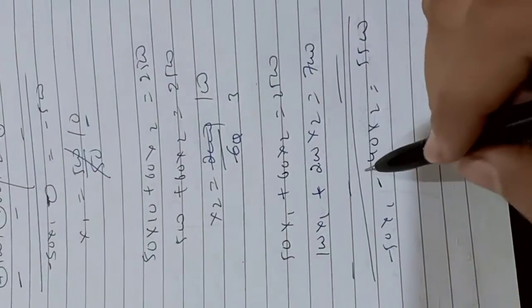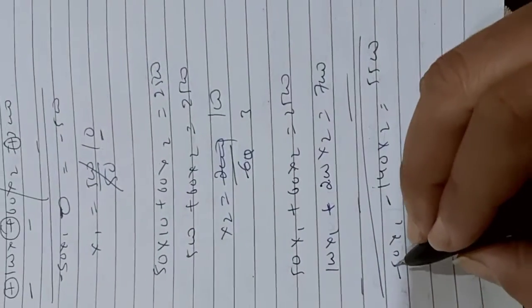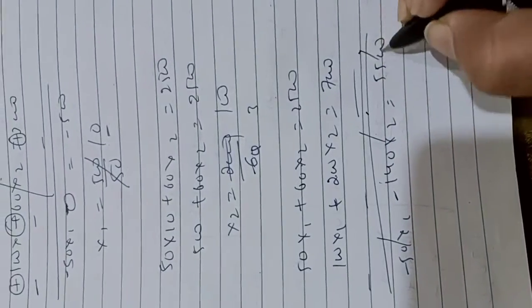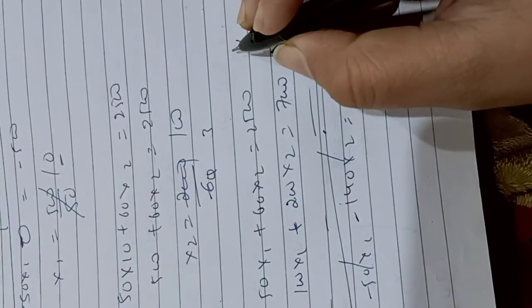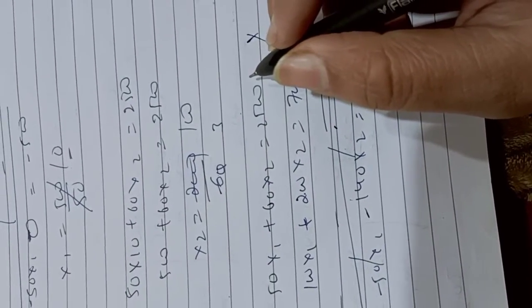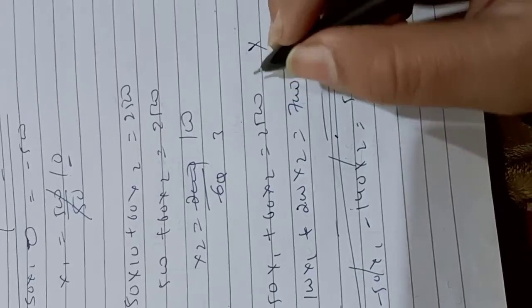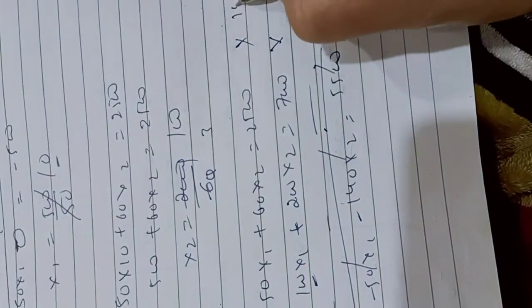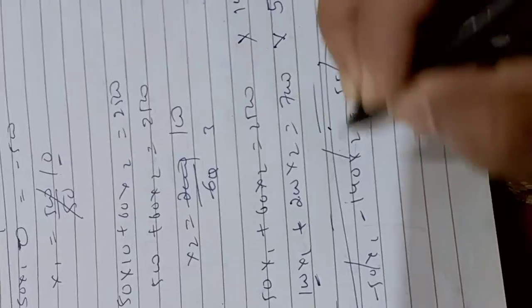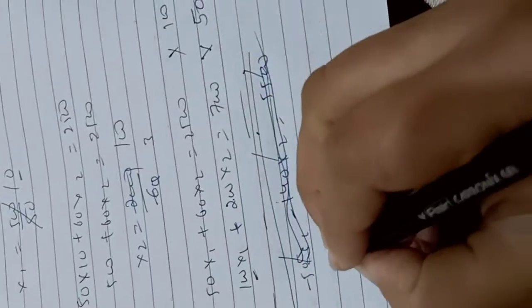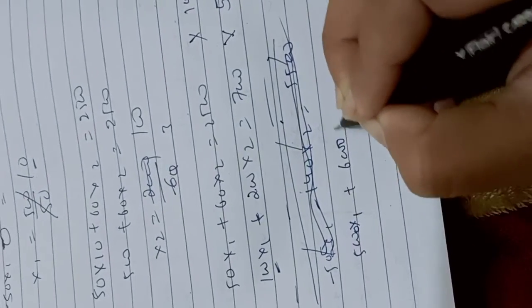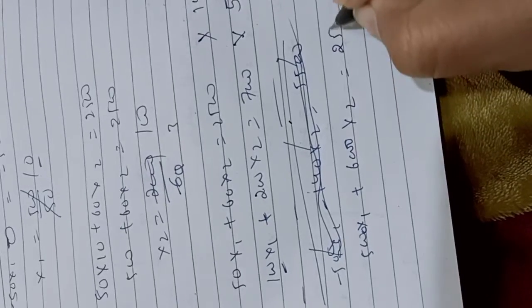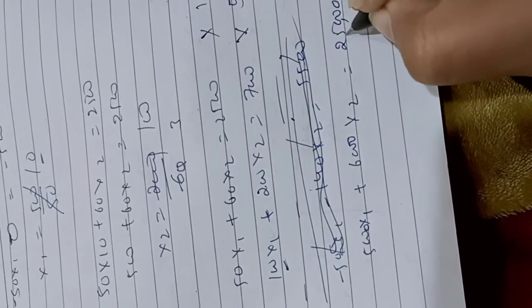You can do it by this method also, or you can do one more thing. You have to cancel the last term, or you have to multiply this equation with any digit so the values will become equal. So we are going to multiply this with 100 and this one with 50, so that we can derive equal figures. That is 5000x1 plus 6000x2 is equal to 2,50,000.